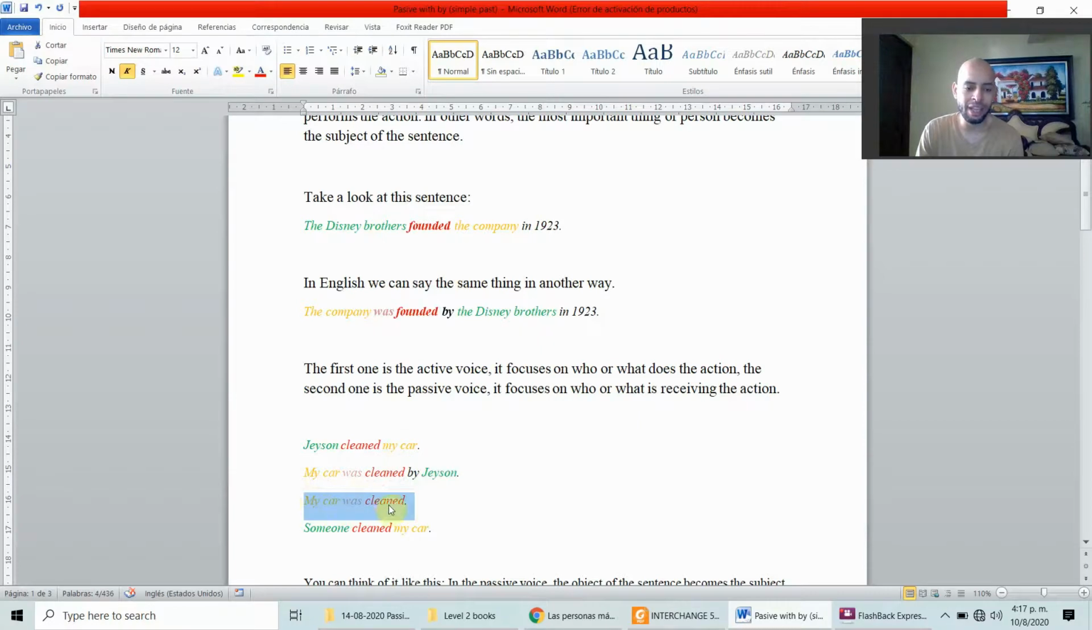My car was cleaned. Okay, this is another example, omitting the subject. This is another thing we can do with the passive voice. We don't have to use the subject, and we normally wouldn't in the passive voice. If the subject is not important, then we don't have to use it.